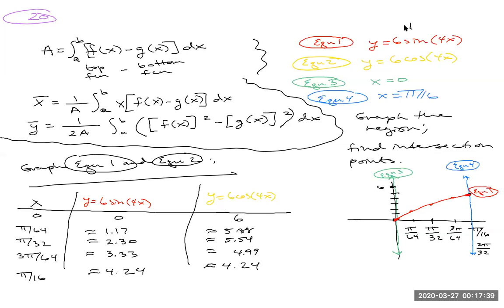And then let's go over equation 2. We start at 0, 6. And then we have pi over 64, 5.88. Pi over 32, 5.54. 3 pi over 64, about 5. And then this last value here. This is equation 2. And then the area that we're considering for the centroid is right here.